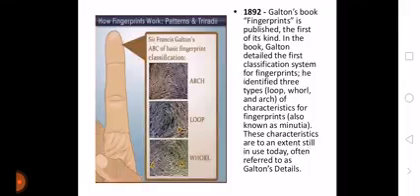In 1892, Galton's book Fingerprints was published, the first of its kind. In the book, Galton detailed the first classification system of fingerprints. He identified three types of characteristics, the loop, whorl, and arch, for fingerprints, also known as minutiae. These characteristics are to an extent still in use today, often referred to as Galton's details.